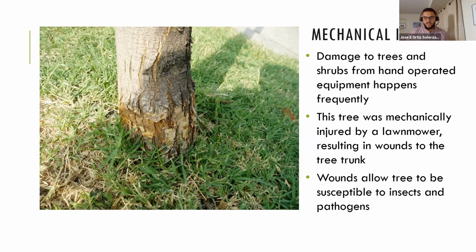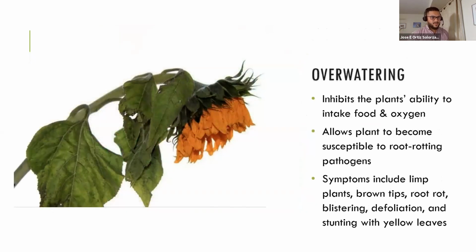Wounds allow the tree to be susceptible to insects and other pathogens. Another abiotic factor is overwatering the plants. Oftentimes we think water is necessary for the plants to live. But if we add too much water, remember that the soil can take only a specific amount of water.